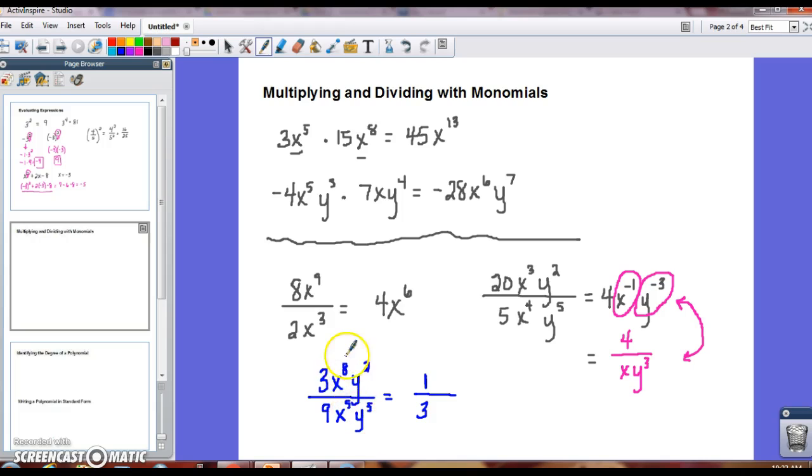X to the 8th over x to the 5th. If I subtract my exponents, I have 3, so I would have x to the 3rd. Because my larger one was in the numerator, it stays in the numerator. Y squared over y to the 5th, that's the same one we just did over here. That would give me y to the 3rd if I subtract my exponents, right? I end up with 2 minus 5, which is negative 3. But my larger one is in the denominator, so I'm going to move that to the denominator and make it positive in the denominator. So you could just write that as x to the 3rd over 3y cubed. So very important that you make sure you understand where those terms go.